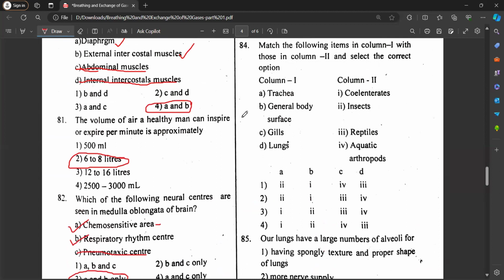Next, match the following. Trachea, respiratory organ in insects. General body surface, cylindrates. Gills, aquatic arthropods. Lungs, reptiles. So the correct option is 2143.